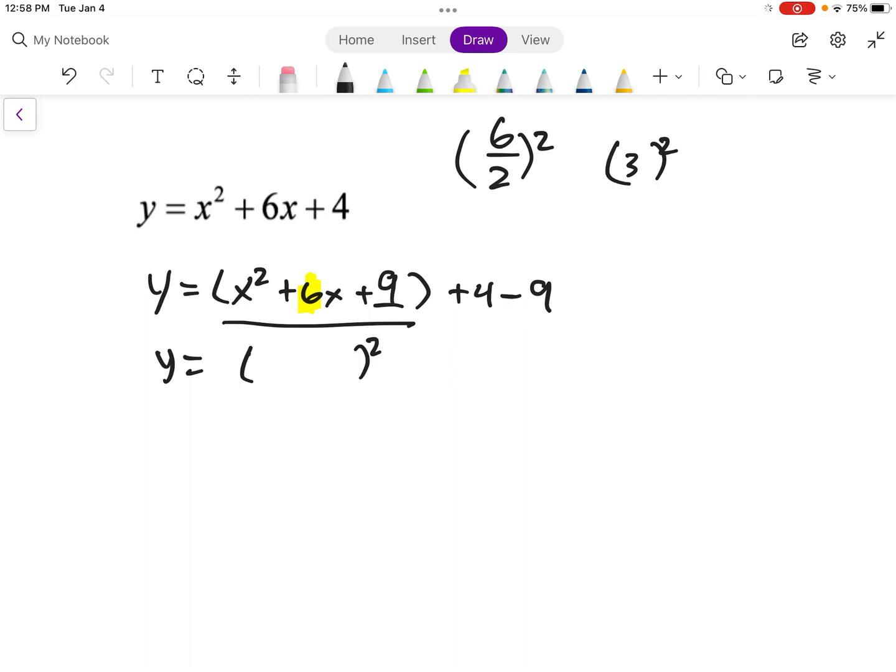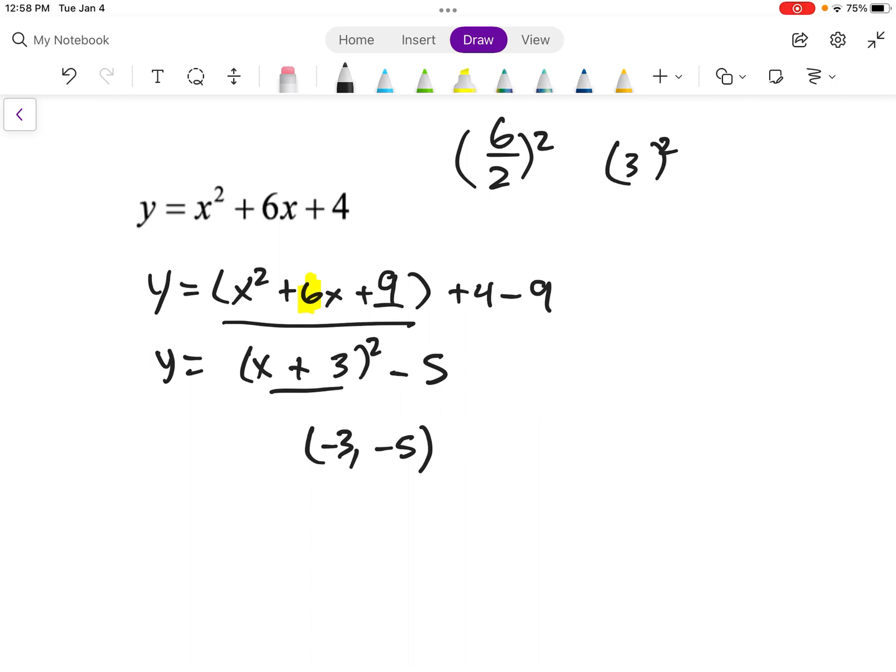So what do I square to get x squared? What do I square to get 9? That was that positive 3 up there, right? There's a plus, so it's x plus 3 squared. On the outside, I have 4 minus 9, negative 5. We've got it in vertex form. My vertex then is at negative 3, right? We're going left 3, and we're going down 5. Okay, and we got our vertex. We could graph it from there if we wanted to.